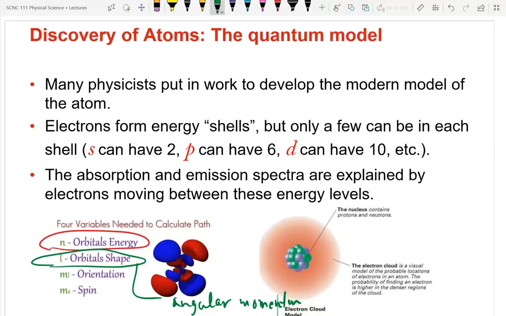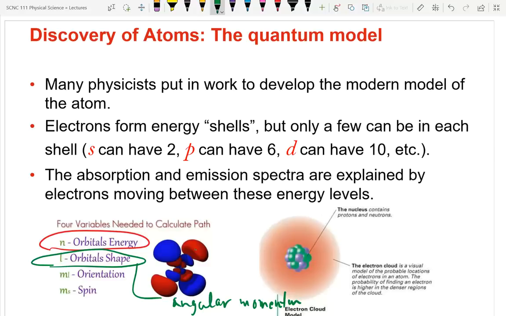So M also tells you the angular momentum. The two are combined to shape an angular momentum. M sub L, the M stands for magnetic. When you take atoms and you put them in a magnetic field, their energies will shift. And the M sub L is telling you about the shift in the magnetic field because of the angular momentum, which means it's telling you about the orientation of the orbit of the angular momentum.